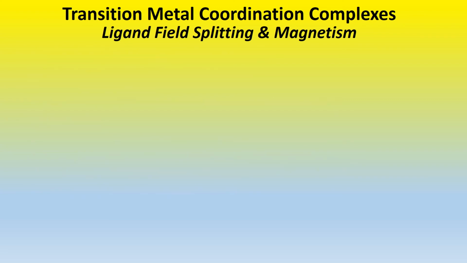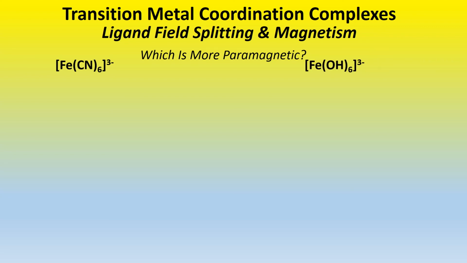So using this, how is magnetism determined? Two complexes. A question. Which of the following is more paramagnetic? FeCN6 3 minus, or FeOH6 3 minus. This is also an example of why naming is important. If I name these complexes, it makes things easier.